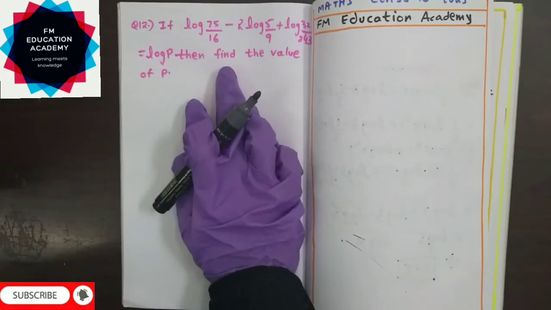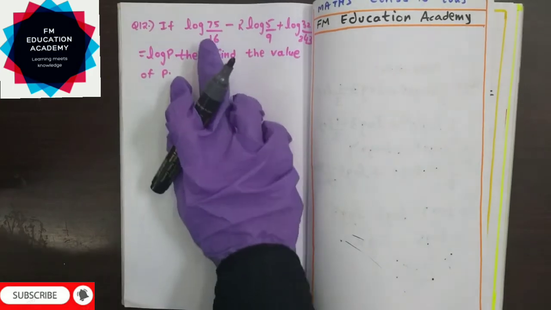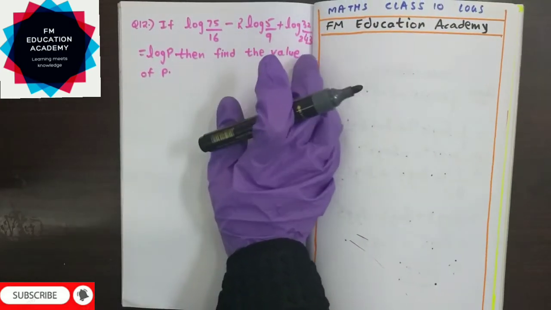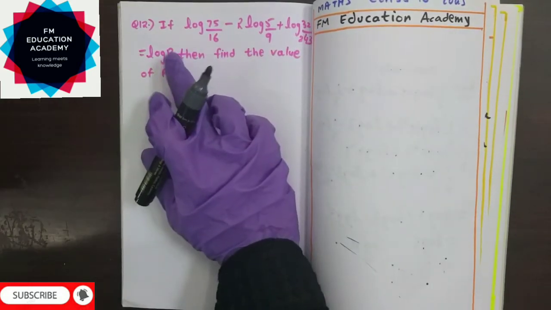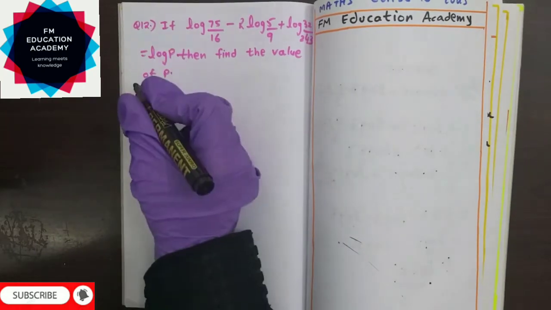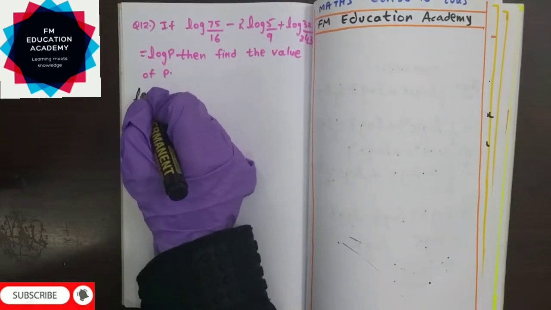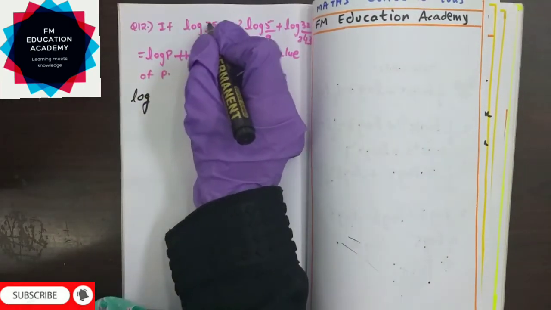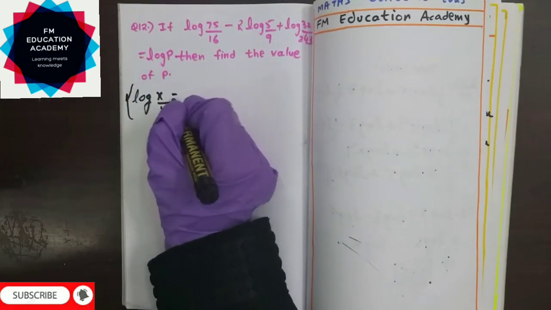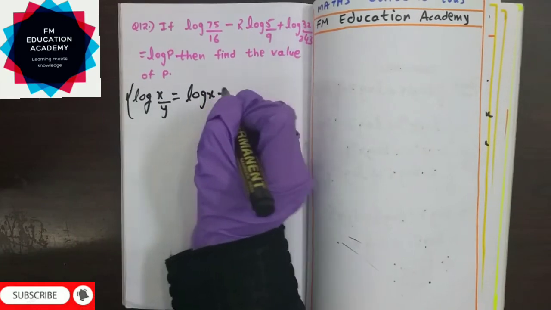This question is also the same as the previous two questions which we did. Here it is given that log 75 by 16 minus 2 log 5 by 9 plus log 32 by 343, the value is given as log p. I have to find out the value of p. Instead of x, here it gives p. So again what I will write, log 75 by 16 is in the form of log x by y. I know log x by y is nothing but log x minus log y.